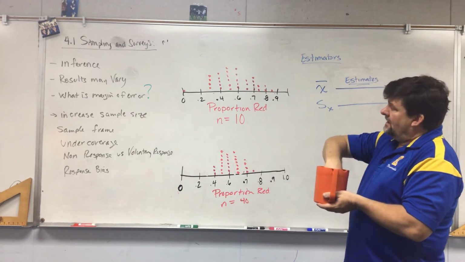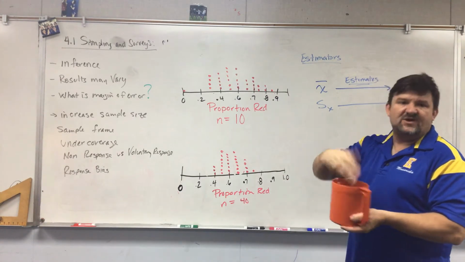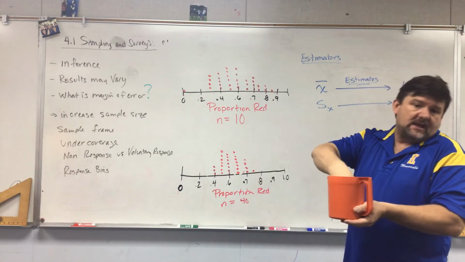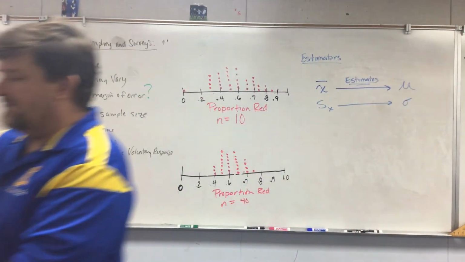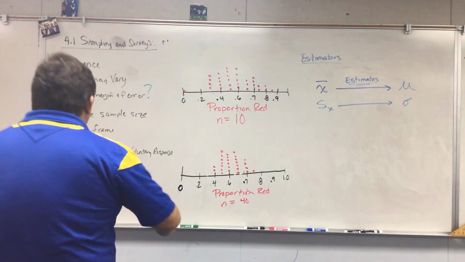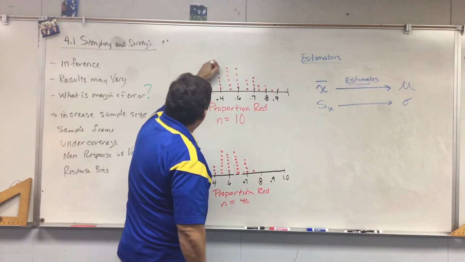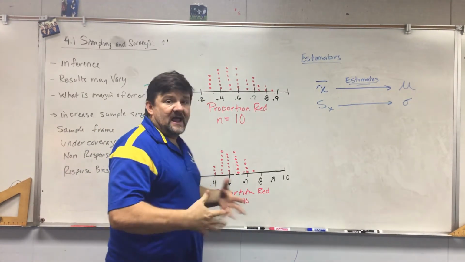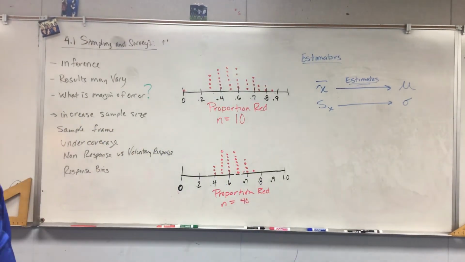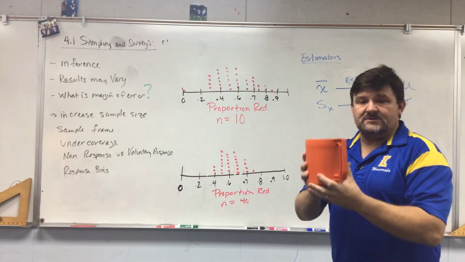So if you draw 10, and I don't know why I chose red, but there are no red ones in here, that's kind of goofy. But I'll call purple red. I draw 10 real quick: 1, 2, 3, 4 out of 10. So I got 4 out of 10, so it's 0.4, and I put a dot right here.